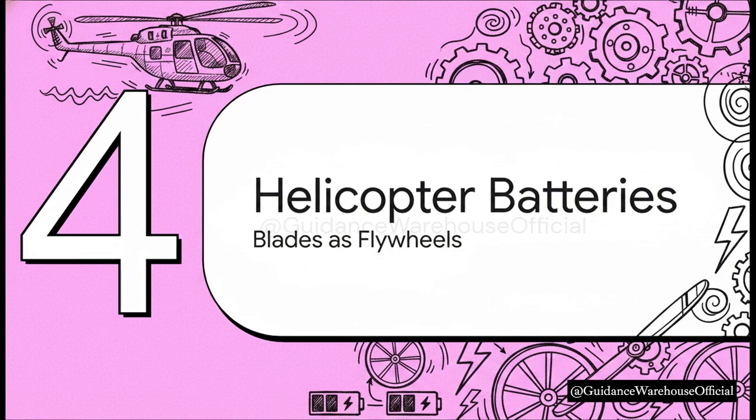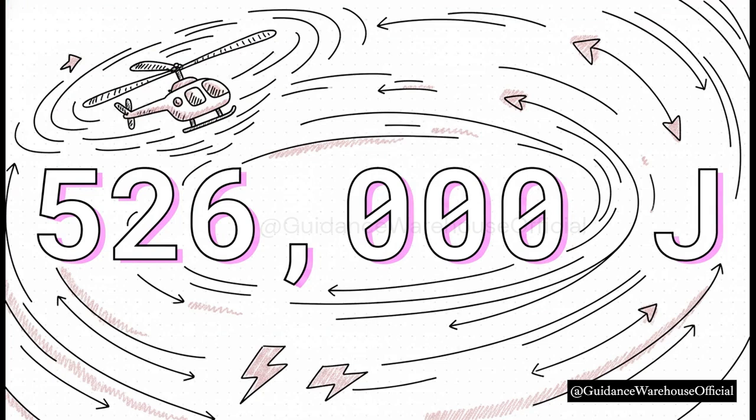We're going to look at rescue helicopters. A typical small rescue helicopter has 4 massive blades. Because of their sheer size and speed, when those blades are rotating at 300 revolutions per minute, they store a whopping 526,000 joules of pure rotational kinetic energy before the helicopter even lifts an inch off the ground.